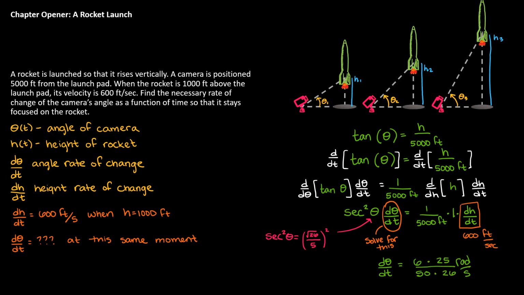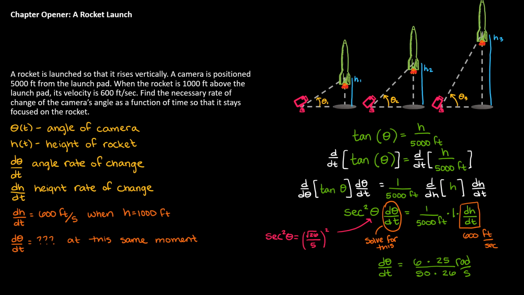Now we have d theta dt isolated, and our units are radians per second. The 1 over seconds was already there. We got that from the dh dt rate, but the radian came in from the secant squared theta. We were talking about a unitless ratio from a triangle, and technically we would use radians in this case.